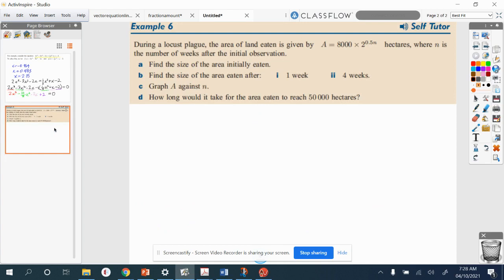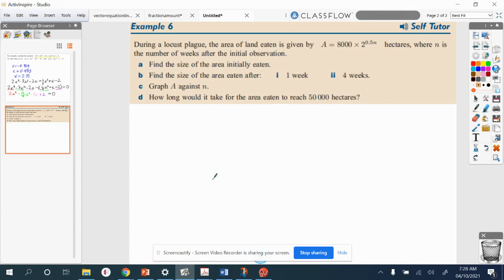Right, what you are looking at today are questions like this. So it's a delightful one, this is. During a locust plague, the area of land eaten is given by that equation, where n is the number of weeks after the initial observation. So find the size of the area initially eaten. The size of the area initially eaten is going to be when n, the number of weeks after the initial observation, is going to be n equals 0.